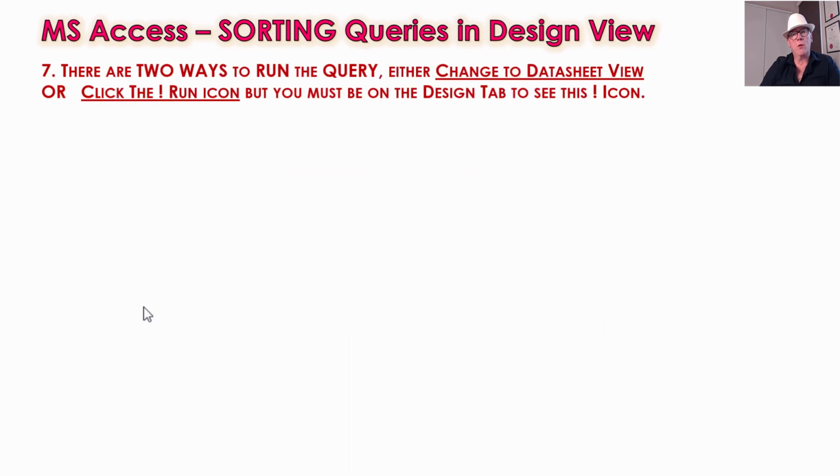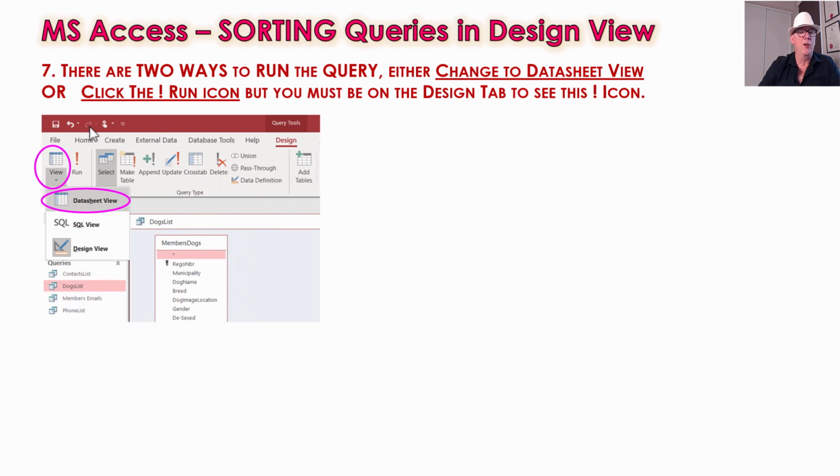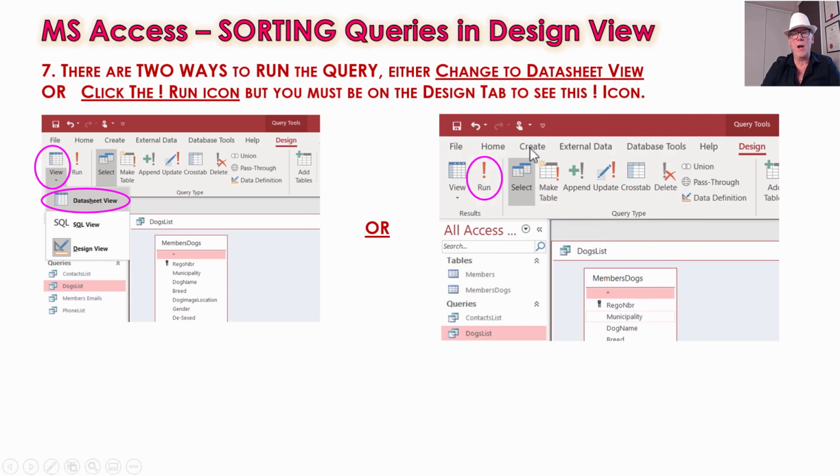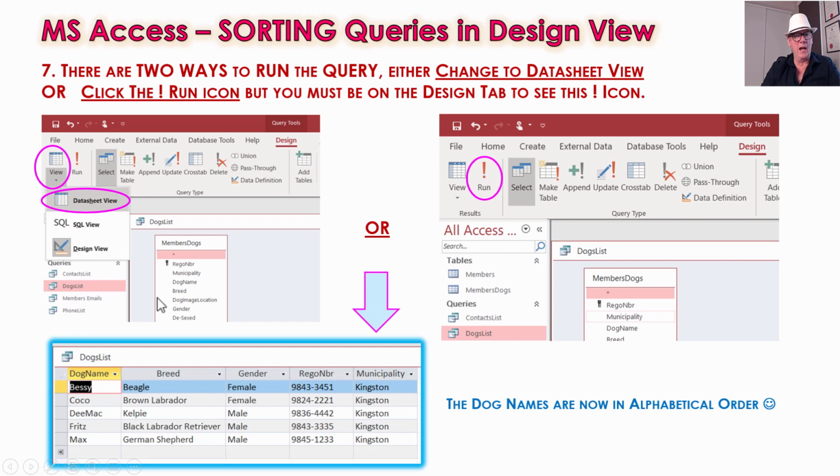So there's two ways to run the query. You can change the datasheet view or click the exclamation mark. So you can just go view back to datasheet view and that should run the query. Or when you're in create mode, as long as you're on the create tab and you're working on your query in design view, there's an exclamation mark icon here to run it. So you can click that and that should run it as well. Okay, and now the dog names, Bessie, Coco, D-Mac, they're all in alphabetical order.